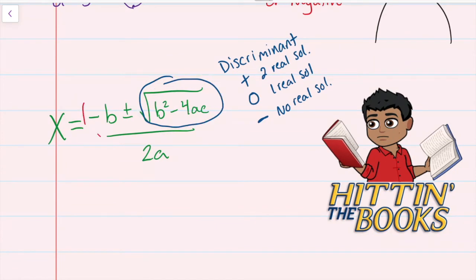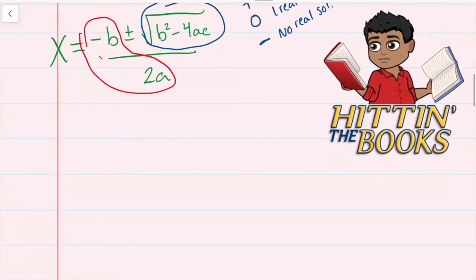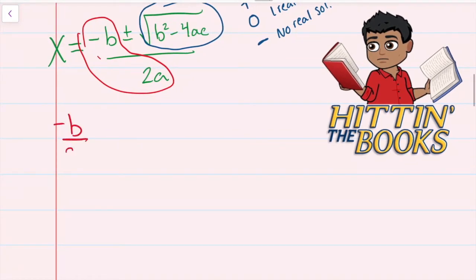Well, what do you guys think the leftover is? We have negative b over 2a. Well, if you haven't talked about this recently, this is actually really helpful to help us find the vertex. If you guys don't remember what a vertex is, it's basically a point, a very special point, so special in fact, it has its own letters.